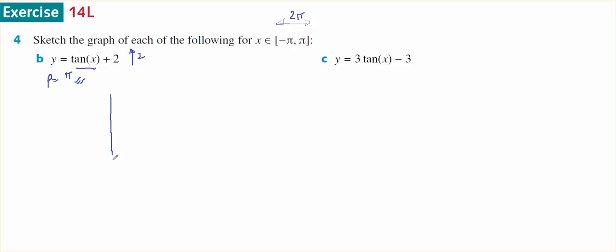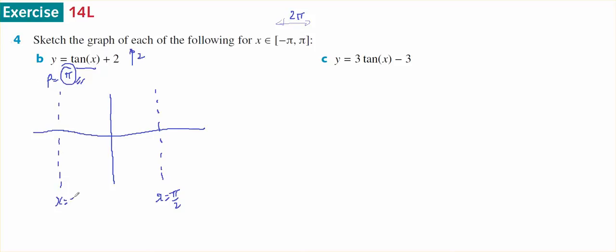So moving up 2 units is not going to change where my asymptotes go. So since my period is pi, I'm going to be half a pi either side. So I might put an asymptote there at x equals pi on 2, and an asymptote over here at x equals minus pi on 2, which means I'm going to finish at minus pi, and I'm going to go across to pi.